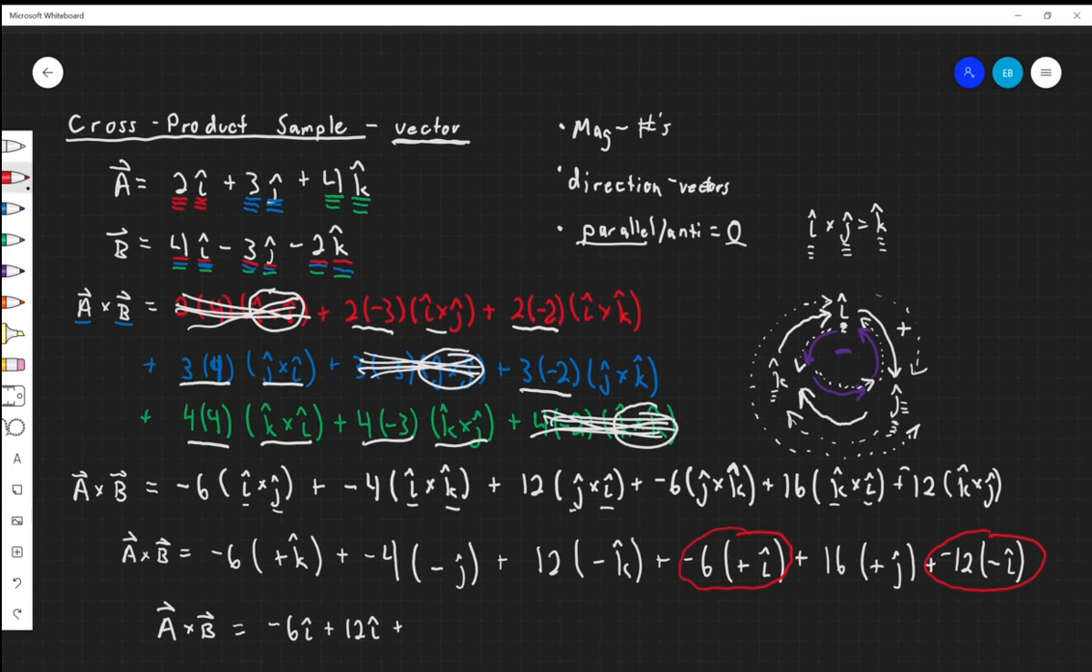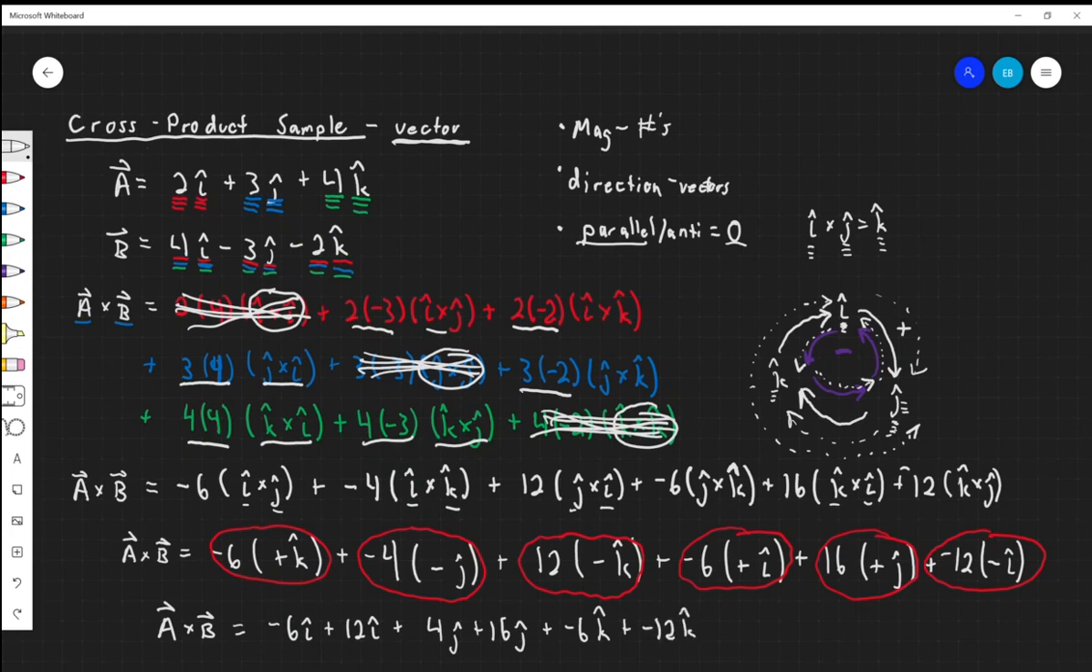And then I want to do the same thing with the j hats. Let's find all the j's. I have a negative 4 times a negative j. That's going to give me a positive 4j. And then I also have a 16j hat. So that's got to be plus a 16j hat. And then last but not least, I find all my k's. I've got a negative 6 in the k hat. So that's plus a negative 6k hat. And plus 12 times negative 1 k hat. So that's going to be plus a negative 12k hat.